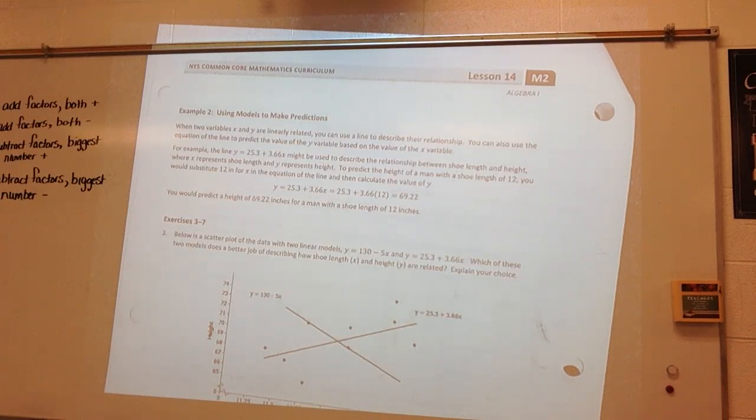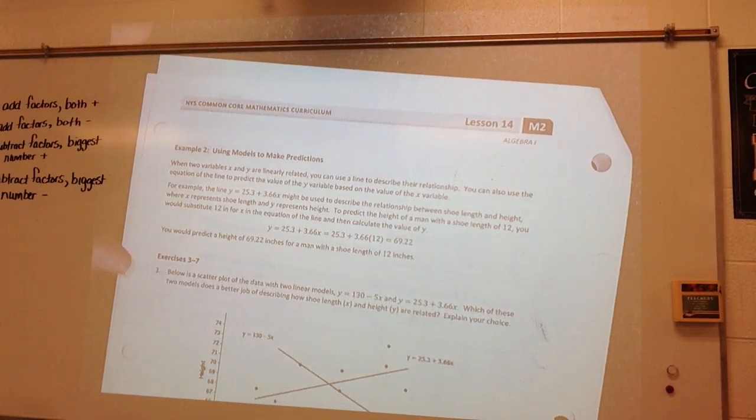All right, I want to remind you that a model, an equation, can be used to describe the relationship between variables. All right? Models can be used to make predictions by substituting a value for one variable to solve for the other. All right? So, because I knew the shoe length of the man, I could predict his height. All right?